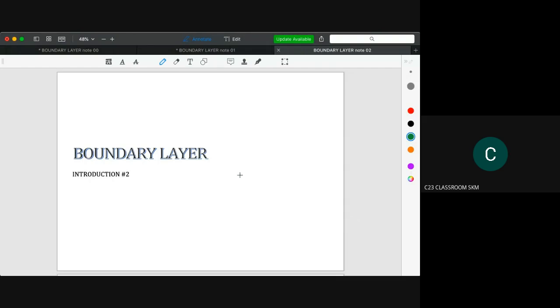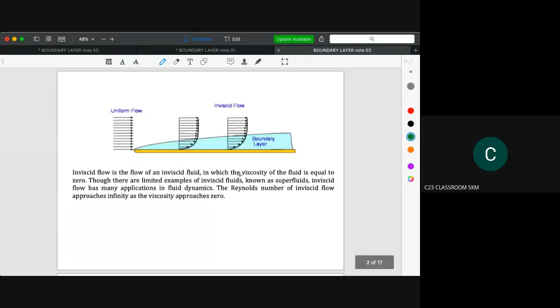So now I would like to explain a little bit in detail about what a boundary layer is. Inviscid flow is the flow of an inviscid fluid in which the viscosity of the fluid is equal to 0. Though there are limited examples of inviscid fluid, known as superfluid, inviscid flow has many applications in fluid dynamics. The Reynolds number of inviscid flow approaches infinity as the viscosity approaches 0.